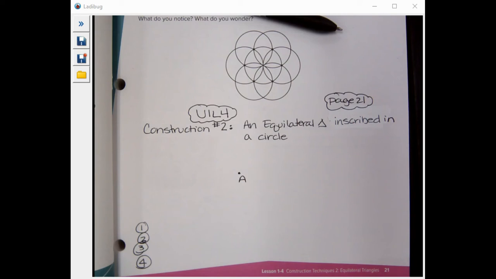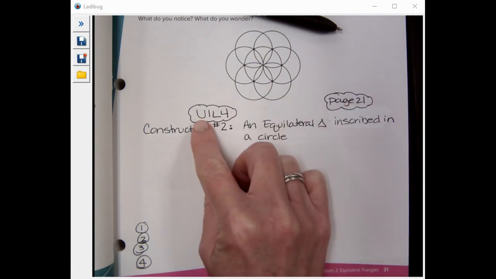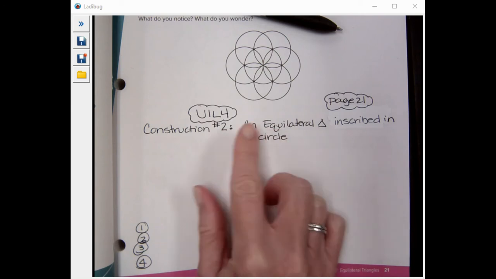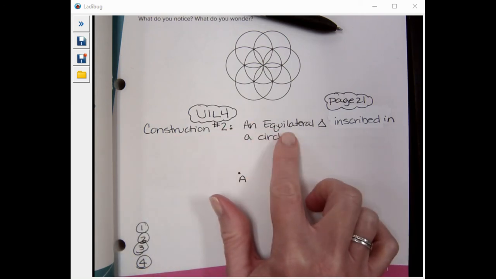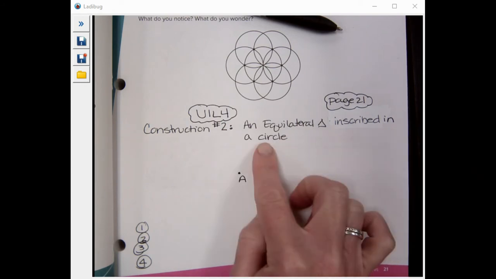Hi, Geometry. This is page 21 of our workbook, and this is the Unit 1, Lesson 4 notes. We're going to do two constructions here. The first one is construction number 2. This is going to be an equilateral triangle inscribed, means inside, a circle.